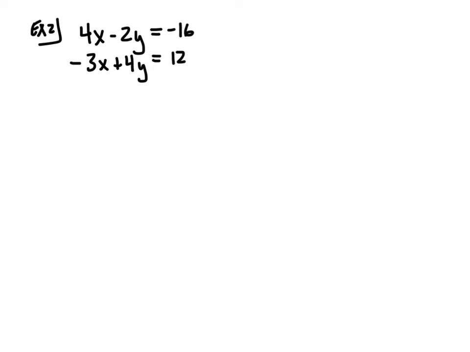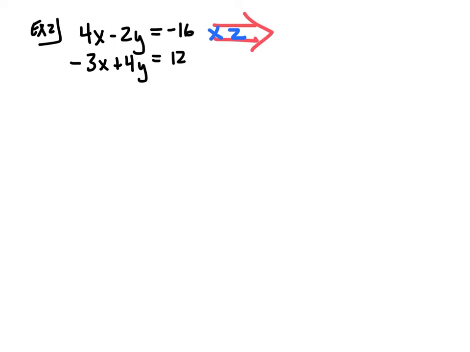But if I look over here at the y's, I see I already have a negative and a positive, and this is a negative 2 and this is a 4. So what could I multiply this first equation by to get a negative 4 up here? Well, I could just multiply the entire equation times 2.